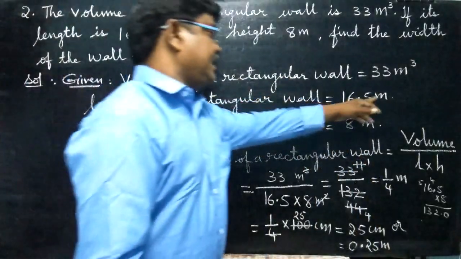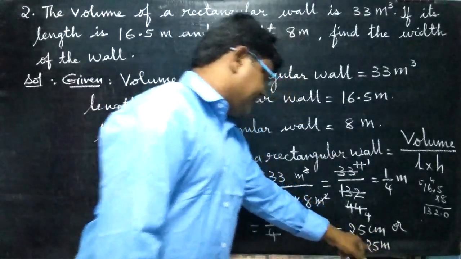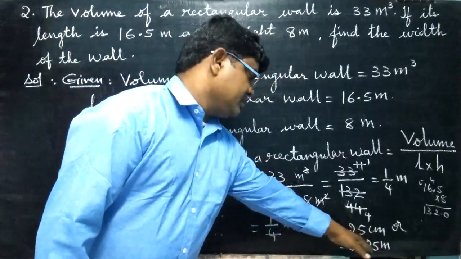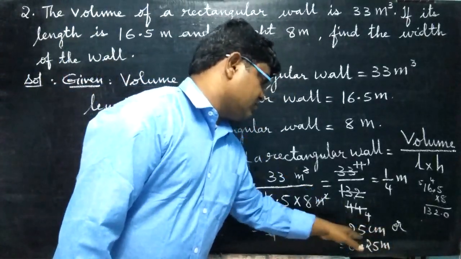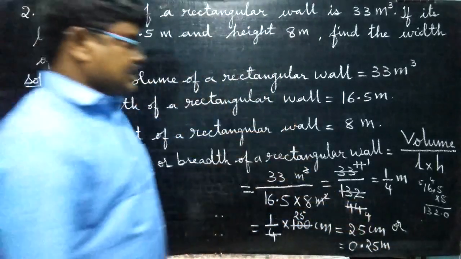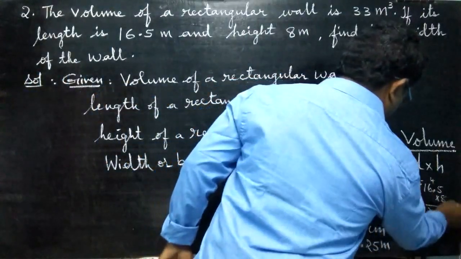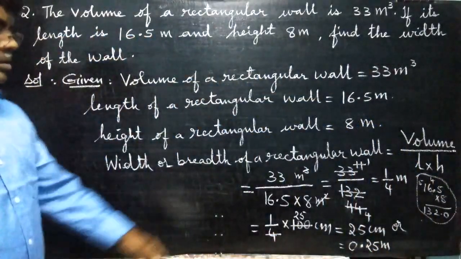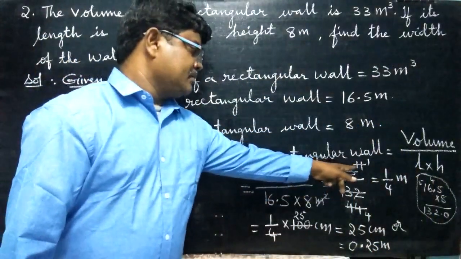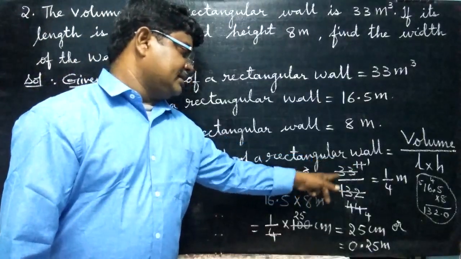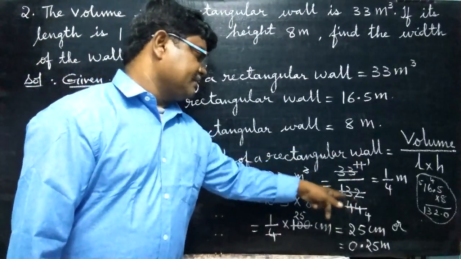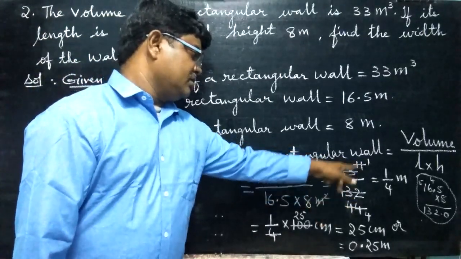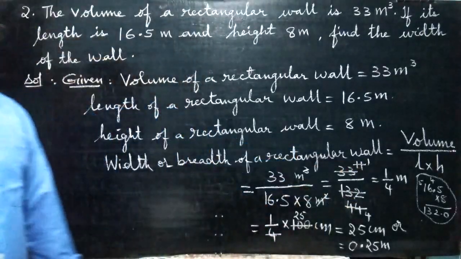Sir, these two are in meters now. If you want to keep meter, keep in meter, or otherwise 0.25 into 100 is 25 centimeters only. So this calculation is very important. Multiplication and division and everything are part and parcel of the problem. 3 table cancels, or directly 33 table you can take, or 11 table you take. 11 by 44, again 11 table, 1 by 4.